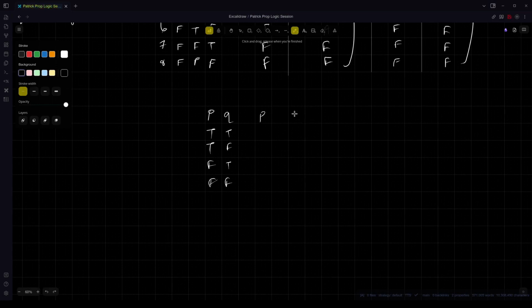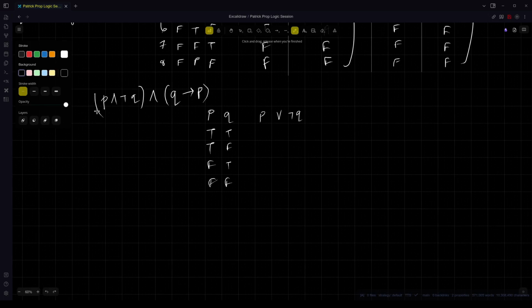Oh, sorry, one sec. So you have P or not Q. Then you have an AND. Okay, so this is the proposition, okay? P and not Q and Q implies P. Okay, so this is the proposition we want to draw a truth table for.